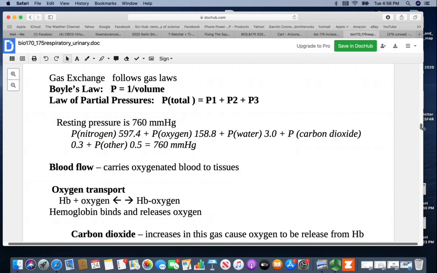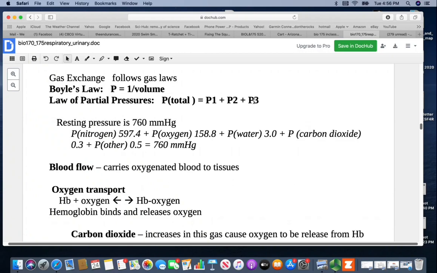So as you make the volume of the lungs bigger, the pressure will decrease. That's going to pull air in. The law of partial pressures states that the total pressure is the sum of all of the components. Pressure of component 1 plus 2 plus 3.